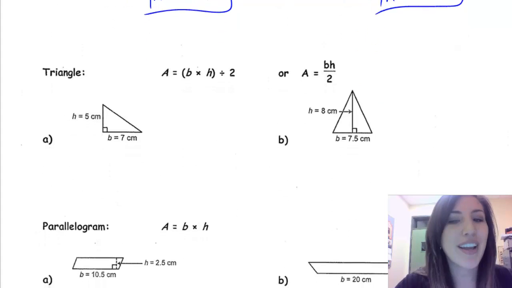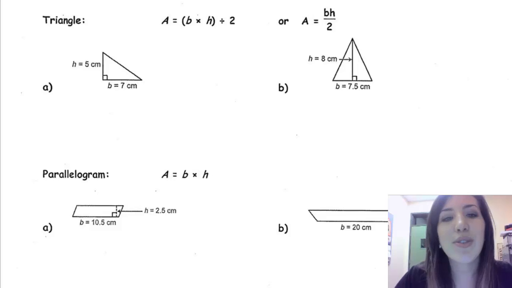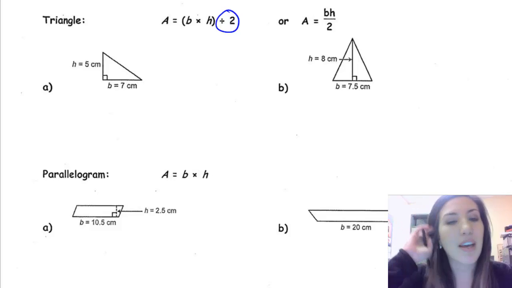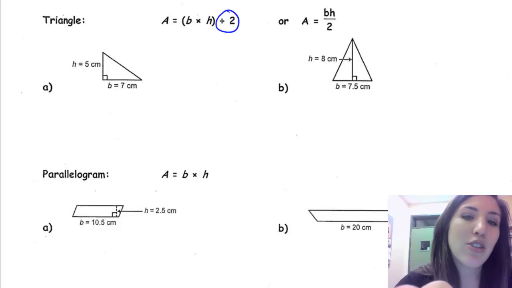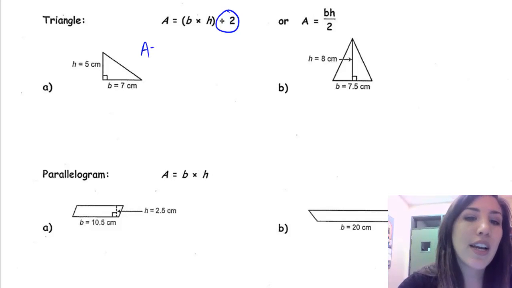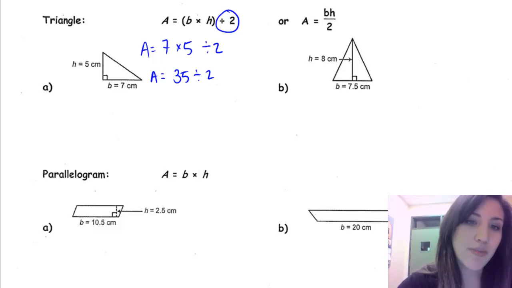All right, let's try a triangle. A triangle, if you put two of the same triangle together, it makes a square. So that's why we just divide by 2 after we figure out the same formula as a square, basically. So base times height is just another way of saying length times width even. So we can say area equals the base here is 7 times the height is 5. So we're going to divide that by 2. So 7 times 5 is 35 divided by 2, and we get an area of 17.5 centimeters squared.